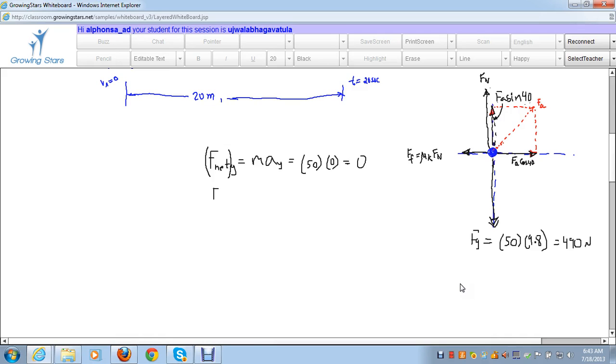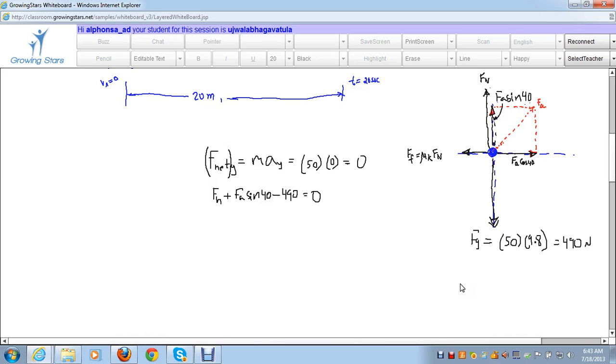So now write F net. How many forces are there in the vertical direction? Two forces. 3, isn't it? Yeah. 3 forces are there, okay? So write Fn, then plus Fa sine 40, isn't it? Then minus 490. Very good. You can write down equal to 0, okay?